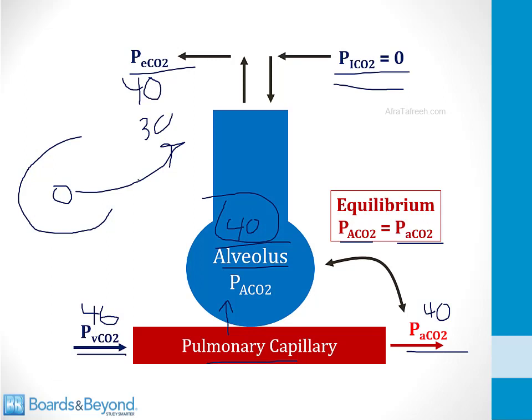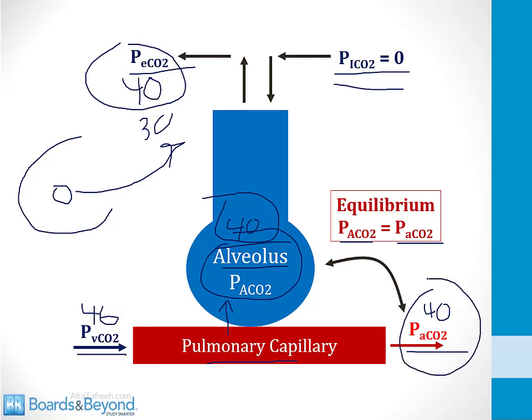But the main point here that I want to emphasize is if we had a perfect system only with working alveoli, our expired concentration of CO2 would be equal to the alveolar concentration of CO2, which is in equilibrium and therefore equal with the arterial CO2 concentration.